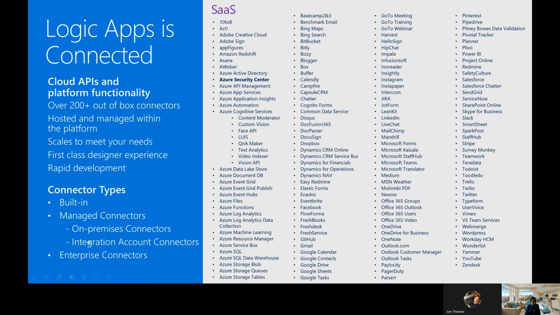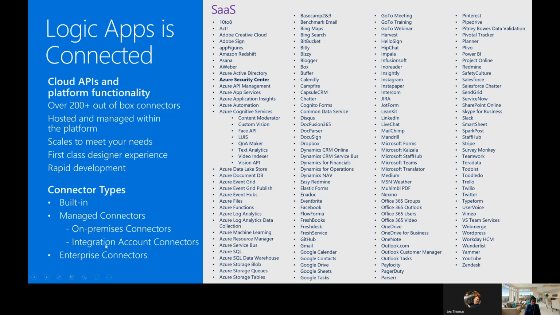I have connector types that I wanted to spend some time on. That's why I have it in this slide. So connector types: we have built-in connectors, which are native to Logic Apps. We have managed connectors, which are deployed and managed by Microsoft. These connectors have triggers and actions for accessing cloud services or on-premises services.